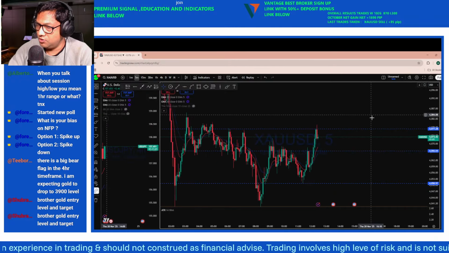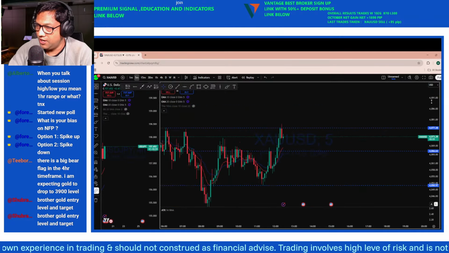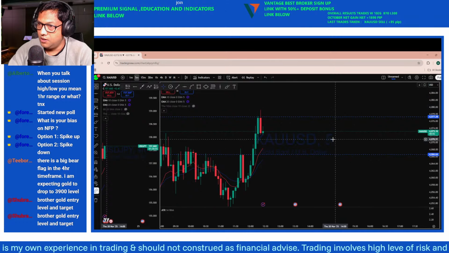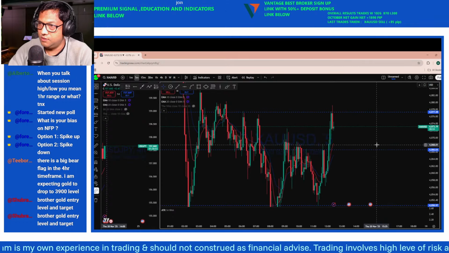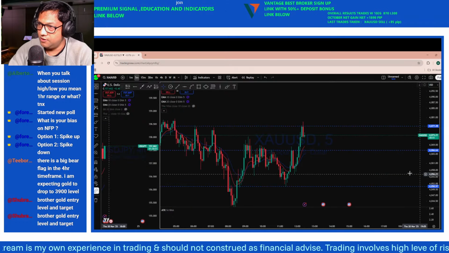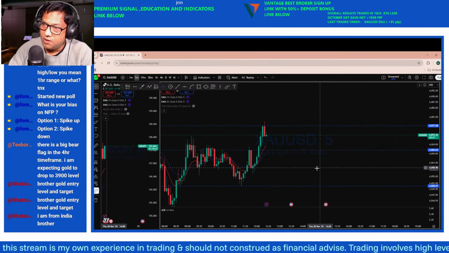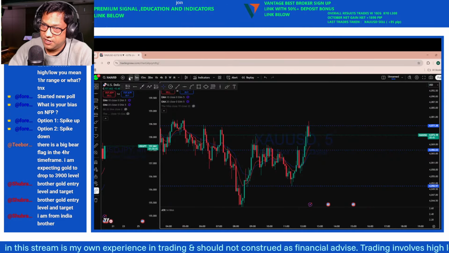And we are coming to see, in just a matter of an hour, the NFP. So the spike might break this low and then return back again.